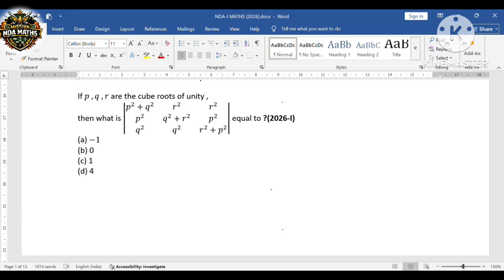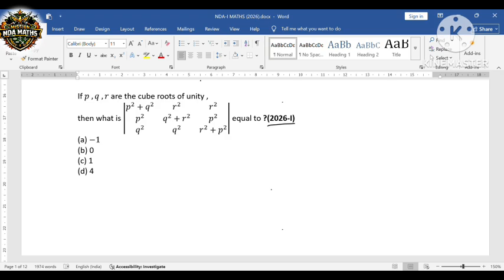Now we'll solve this question. It is from the topic determinant. Here it is said P, Q, R are the cube roots of unity. Then what is the value of this determinant? This question was set in ND 2026.